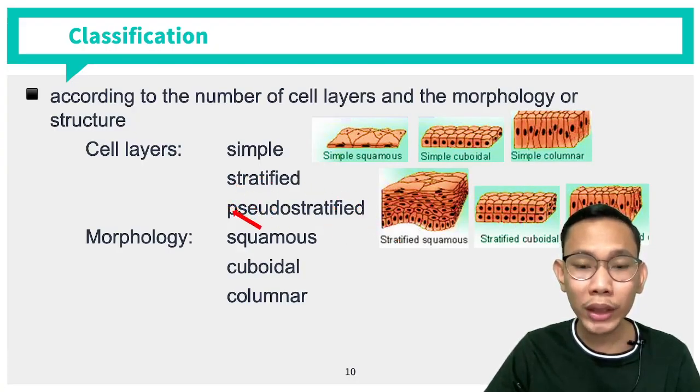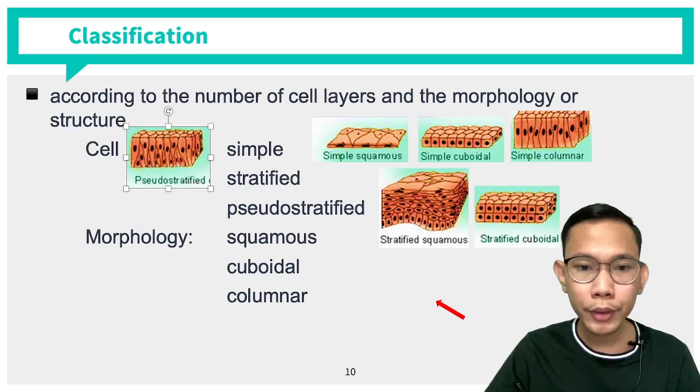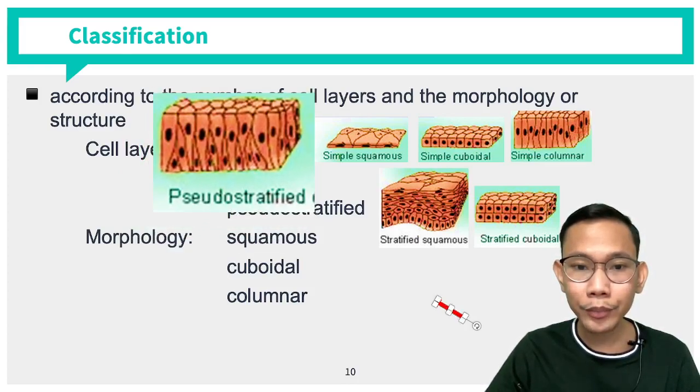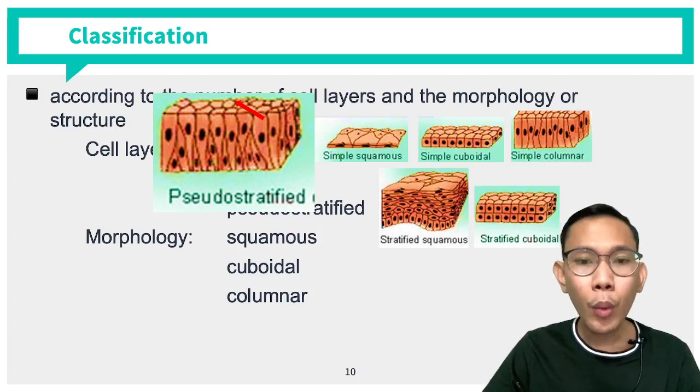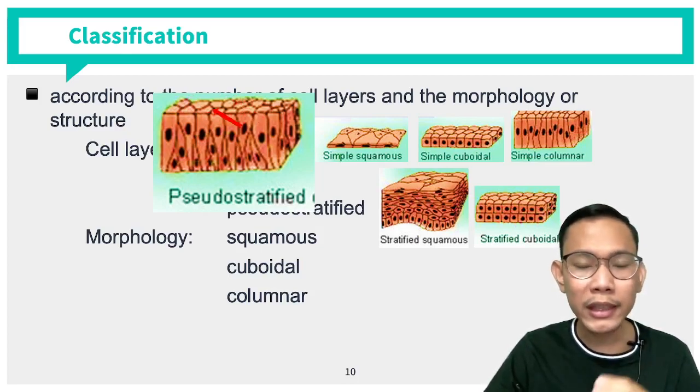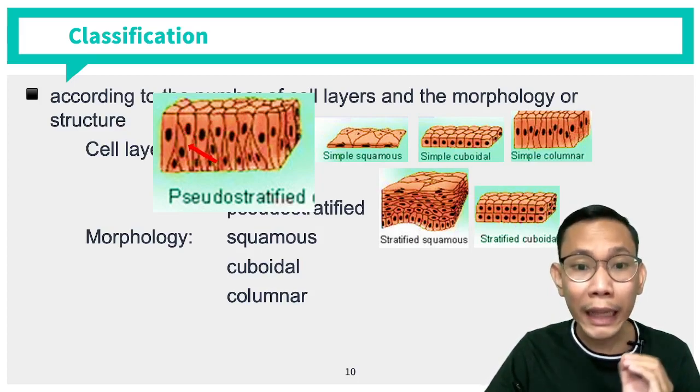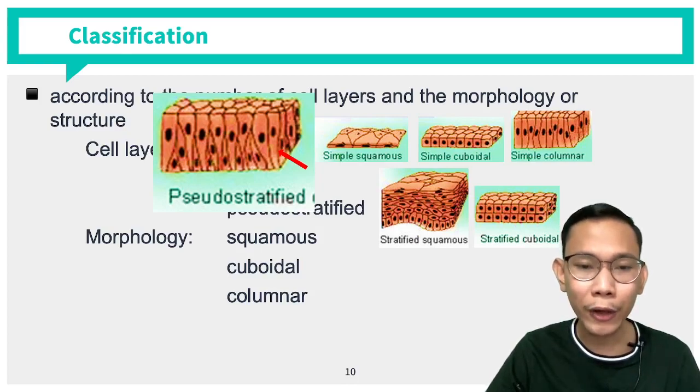And lastly, when we say pseudostratified, it is composed of a single layer. Let's make this diagram bigger. This is now your pseudostratified. As you can see, it is composed of only one single layer. However, some of the cells did not reach your surface epithelium. This is the basement membrane and the surface area. Since some of these cells did not reach the surface cells, it looks like a stratified epithelium, as if there are a lot of layers, but it is only composed of one layer. That's why it is termed pseudostratified, or false stratified.